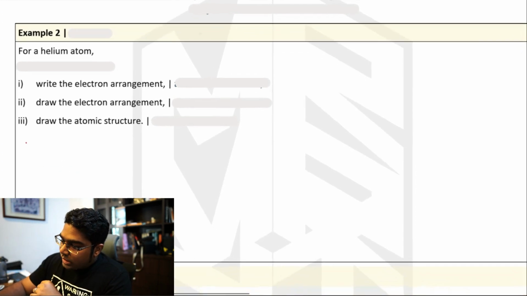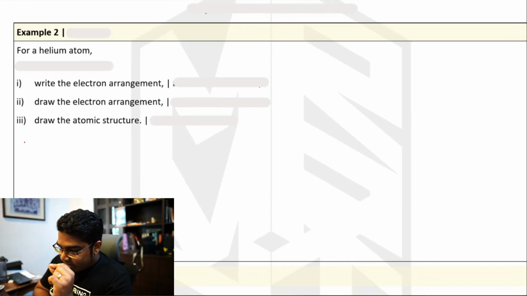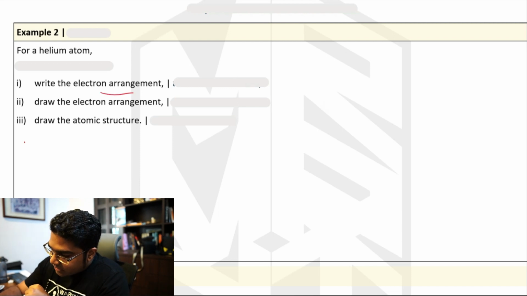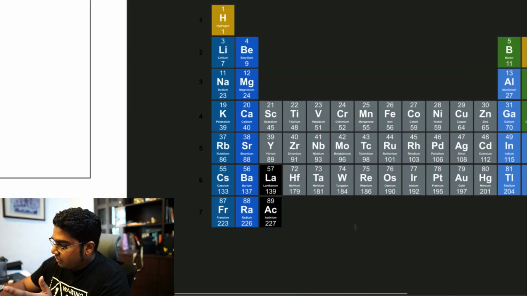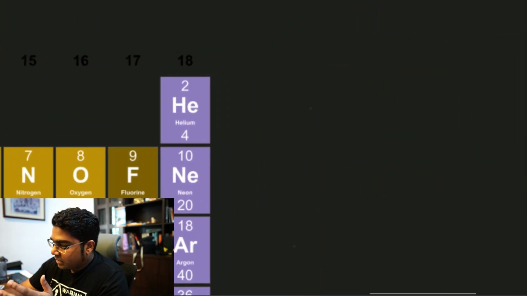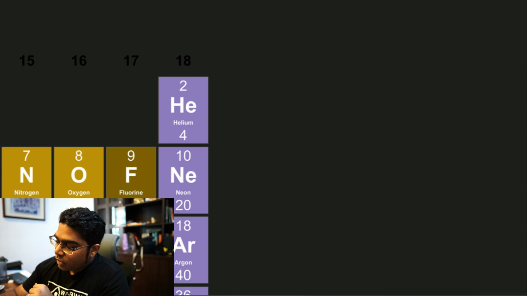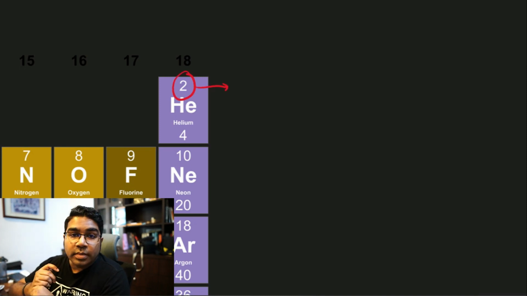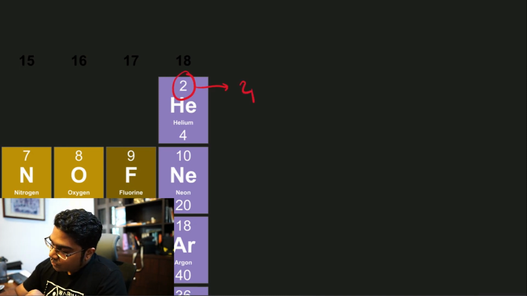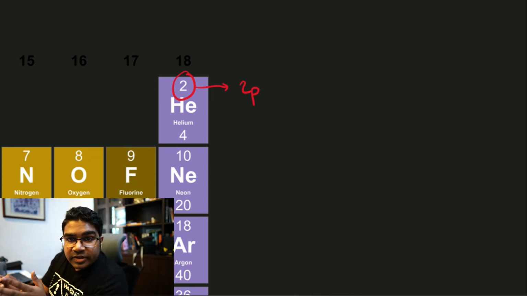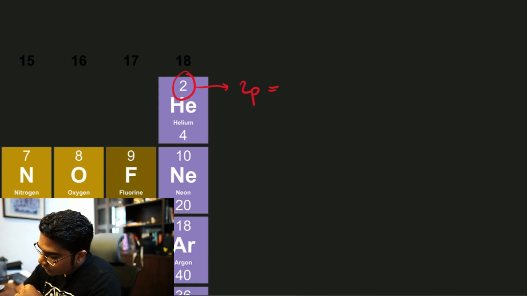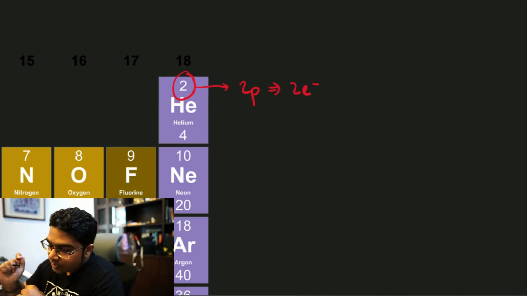Now, for a helium atom, let's try this example. Write the electron arrangement. So where do we get all the information for the helium atom? We can get it right from the periodic table. So if we look at the periodic table, this is where helium is. The smaller number here represents the proton number. So we know that helium has 2 protons. Now for an atom, the number of protons is equal to the number of electrons. Therefore, we can also conclude that it has 2 electrons.